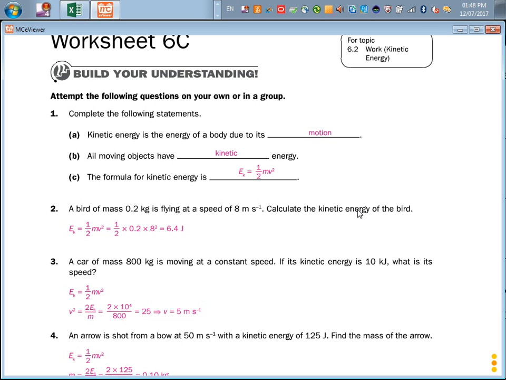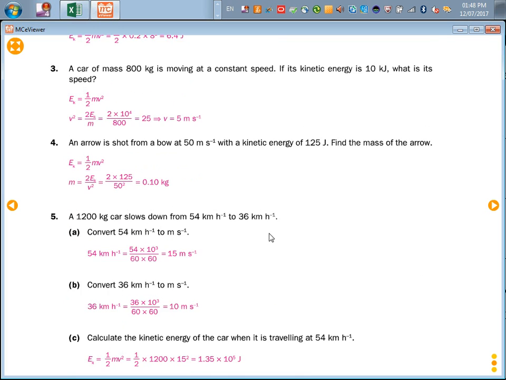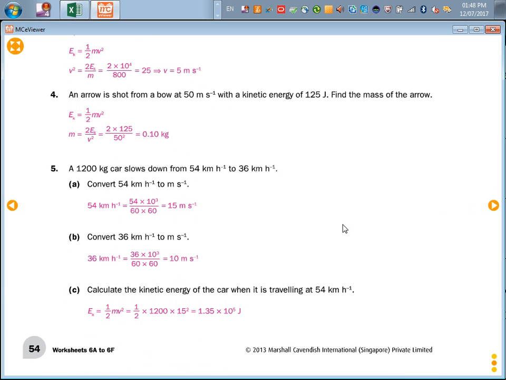Has Mr. Tan gone through these answers with you? Okay. So, my students, any questions on this page? Okay, continue on self-marking. Questions 4 and 5. Settle down quickly.